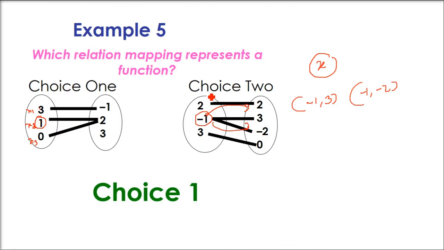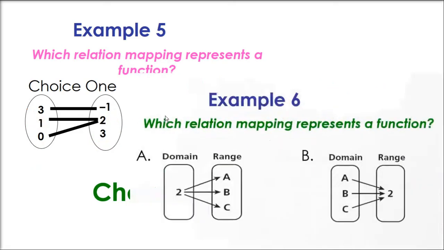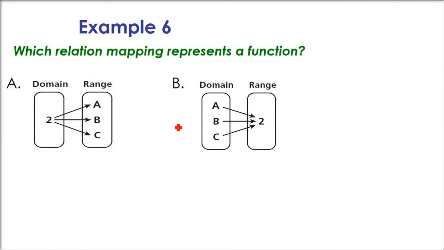So the first one is okay. The second one is not okay. It's not a function. 1, 2, 0, 2, no problem. Y can repeat for different x values. But for a single x value, you cannot have multiple y values. Same thing: which relation mapping represents a function? One x value cannot give you multiple y values. One domain cannot give you multiple range. But here, multiple x values can give you the same range, no problem.